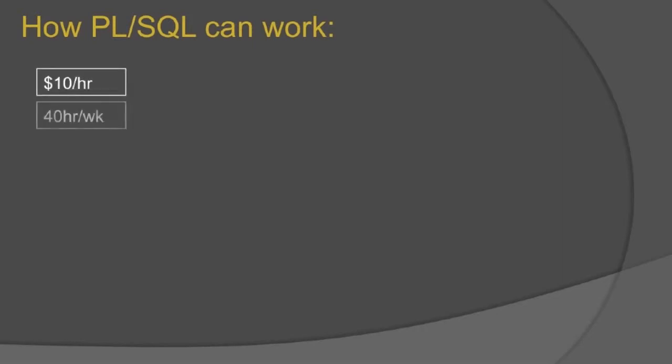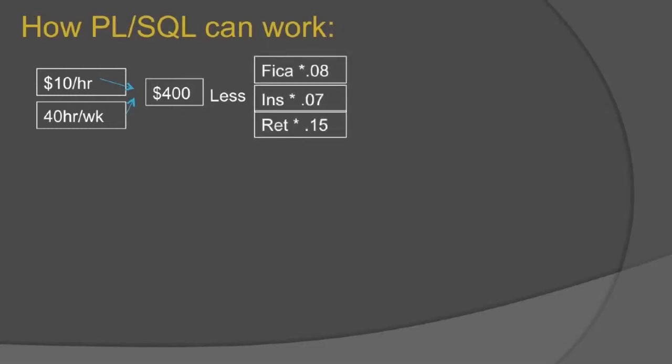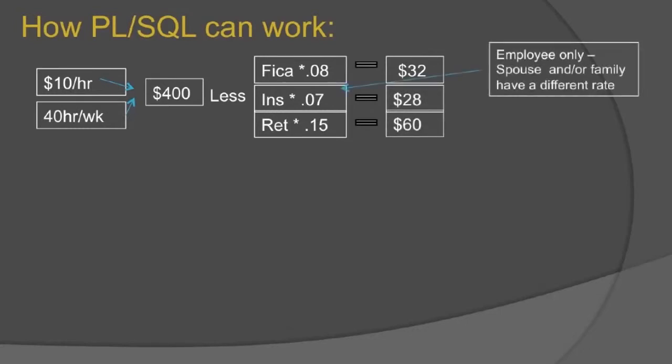So you have $10 an hour, you have 40 hours. Now that's going to give you $400. Now, as we all know, there will be FICA, retirement, insurance. So now that you have these items, we're going to have to figure out some way to hold these things. Now, stop and think.